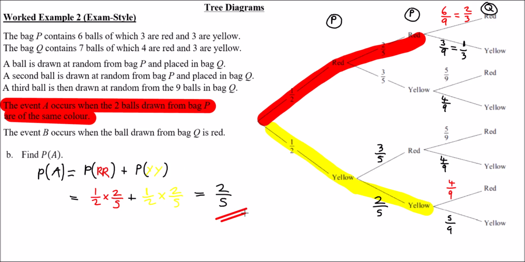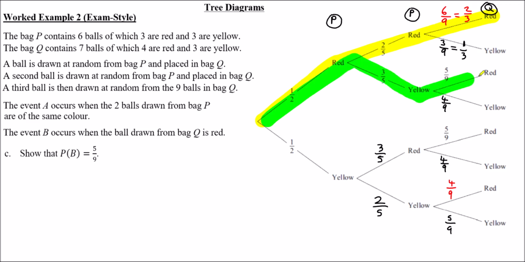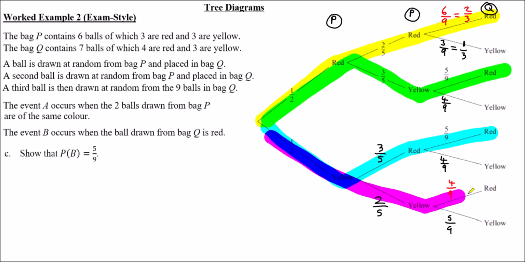Now let's think about what part C is asking us. Part C asks us to show that the probability of B is 5/9. So event B occurs when the ball drawn from bag Q is red. So there's actually 4 ways that could happen. It could be red, red, red for P, P and Q, or we could have red, yellow, and then red for Q, or it could be yellow, red, red, or the final one, we could have yellow, yellow, and then finally red. So yellow, yellow, and then red.